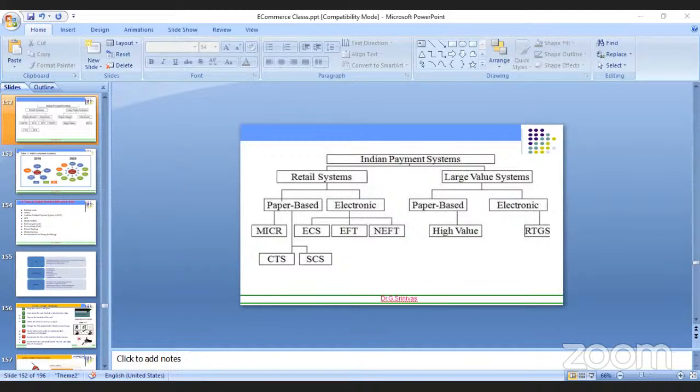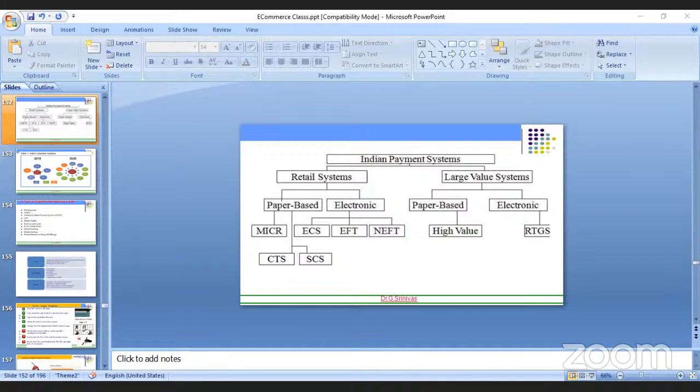So what will they do? They will insert that check in a check clearing machine. That scanner will capture the MICR, magnetic ink character recognizer, as well as some images. Those images will be transmitted over the internet to SBI. Then electronically, SBI will give the clearance to Punjab National Bank. Then automatically the amount is deducted from the SBI bank and deposited into Punjab National Bank, my merchant account.